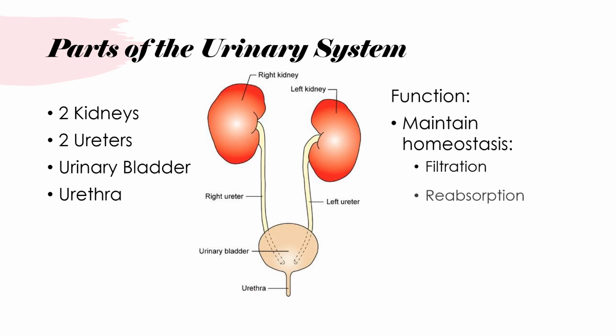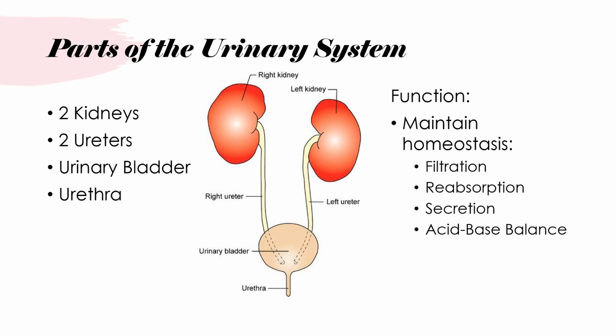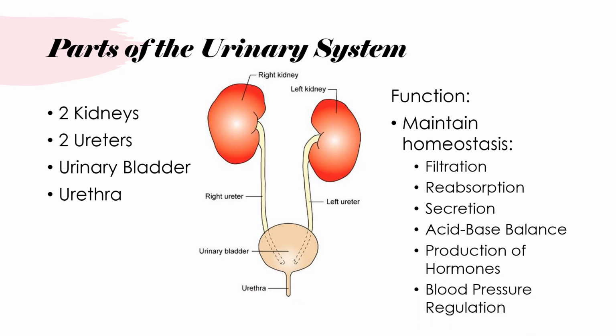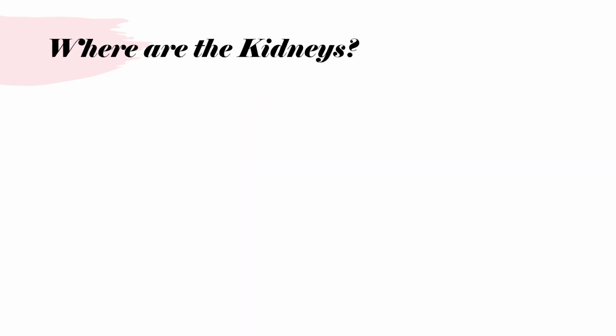We're going to filter things, we're going to reabsorb, then we're going to secrete some things. We're going to keep the acid-base pH of the body homeostatic and help keep it balanced. And then we're also going to produce some hormones, along with regulating our blood pressure.